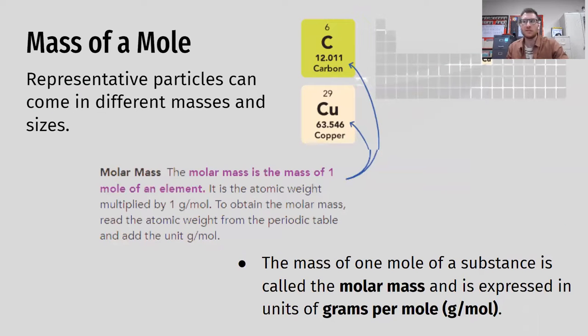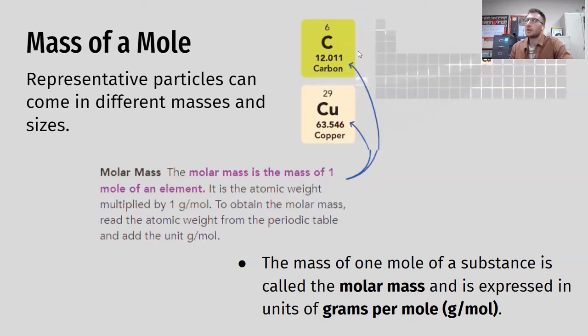All representative particles come in different masses and sizes. So we look at the periodic table, we see that all these elements come in different masses with different numbers of protons and neutrons. And basically what we're looking at is what is called the molar mass. The molar mass is the mass of 1 mole of a particular substance. It could be an element, it could be a compound, and we have the perfect tool to be able to determine all this stuff right there on the periodic table.